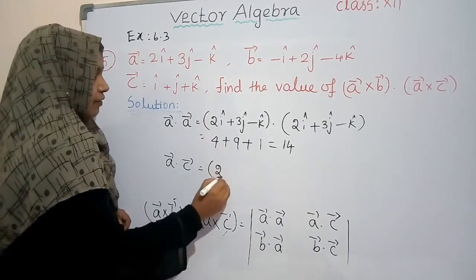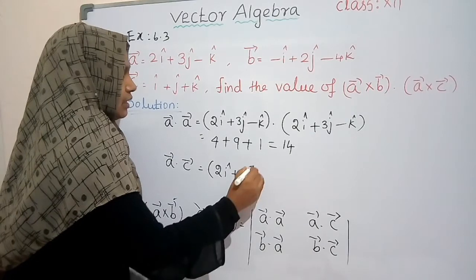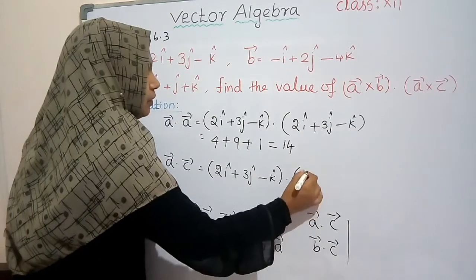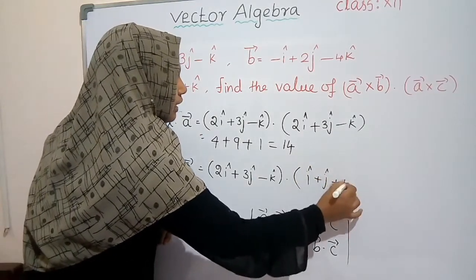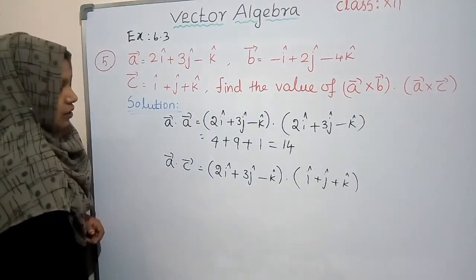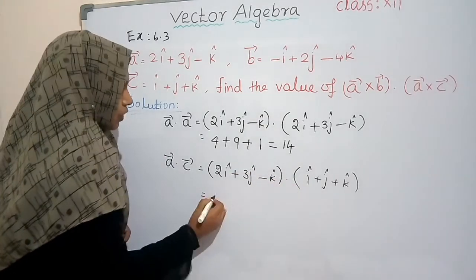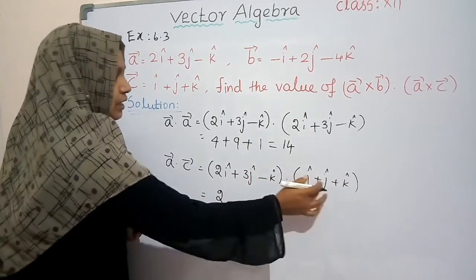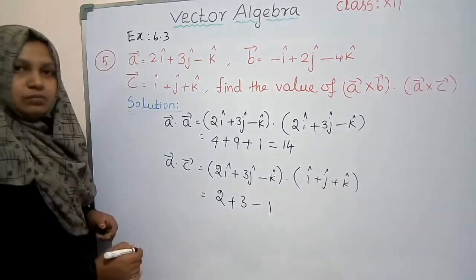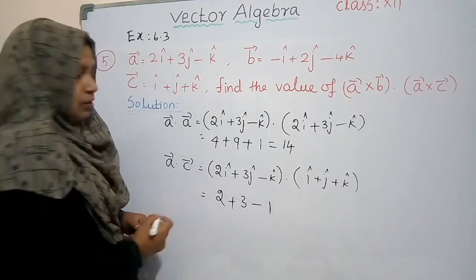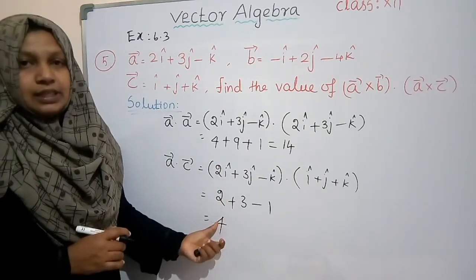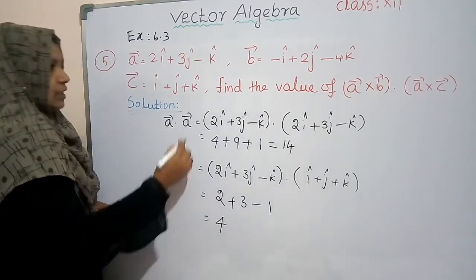So just substitute the A vector again: 2i cap plus 3j cap minus k cap dot. What is C vector? i cap plus j cap plus k cap. Okay, again find this dot product. That is 2 into 1, 2, plus 3 into 1, plus 3, minus 1 into 1, minus 1. So we have 2 plus 3 minus 1, so it is 4. So we got the second value on the first row. It is 4.